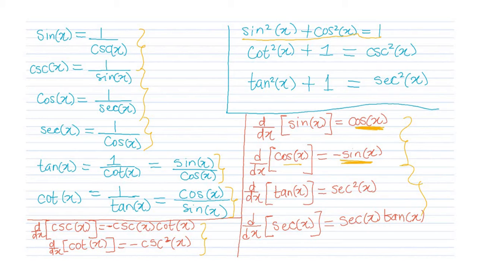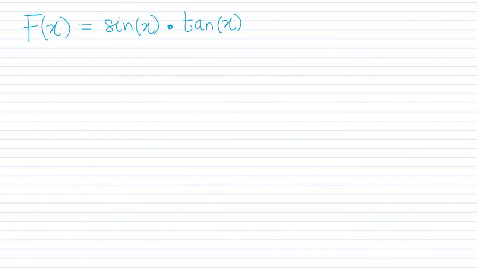Let's start and go to the question for today. We have f of x equals sine x multiplied by tan x, and we're supposed to apply the product rule to this.